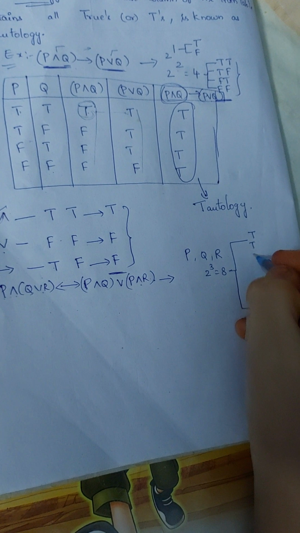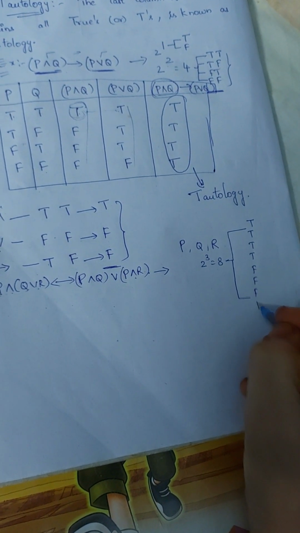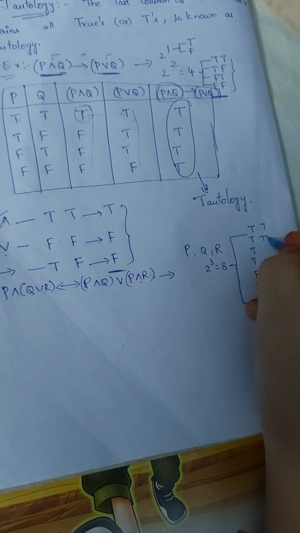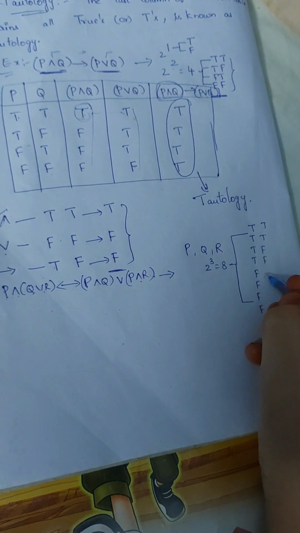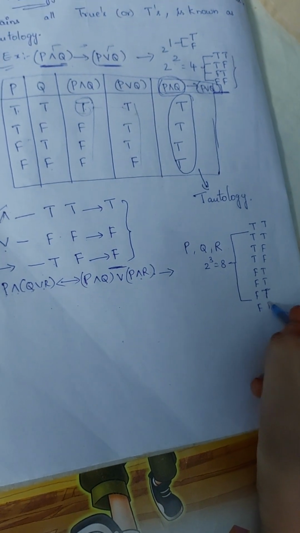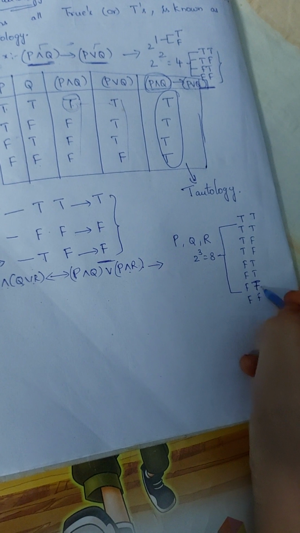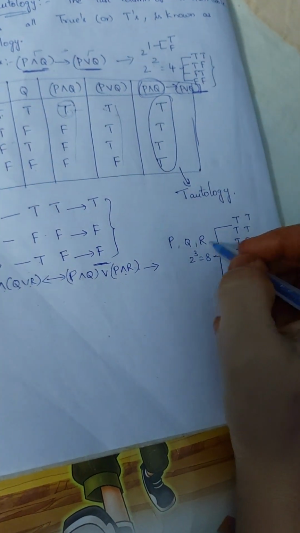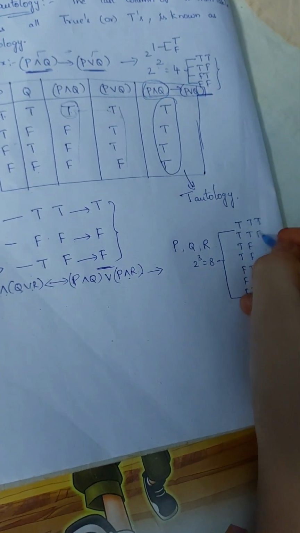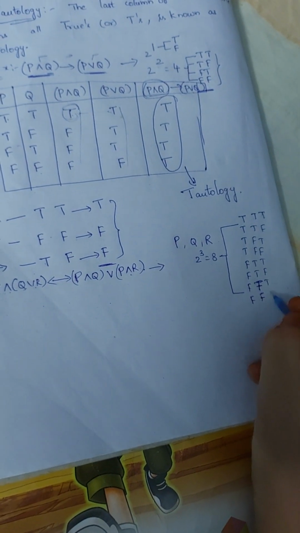4 trues, 4 falses, and then 2 trues, 2 falses, 2 trues, 2 falses. And the last statement R will be 1 true, 1 false, 1 true, 1 false. Likewise, we need to write all the truth values.